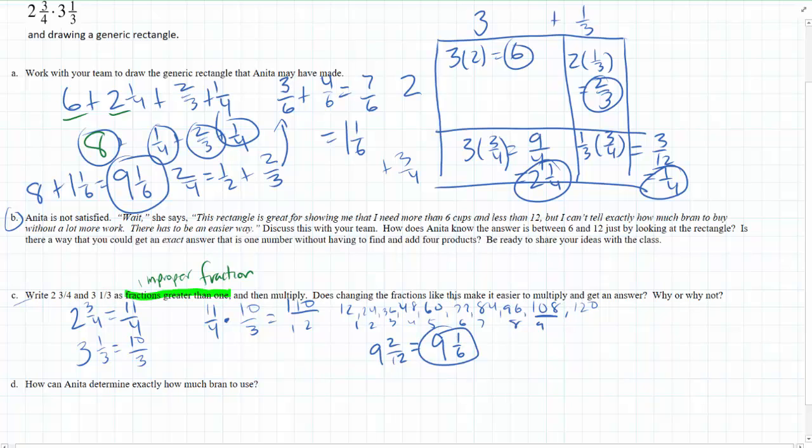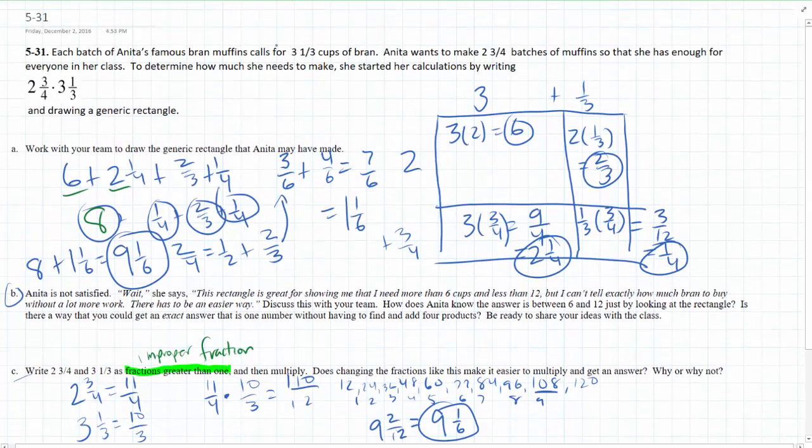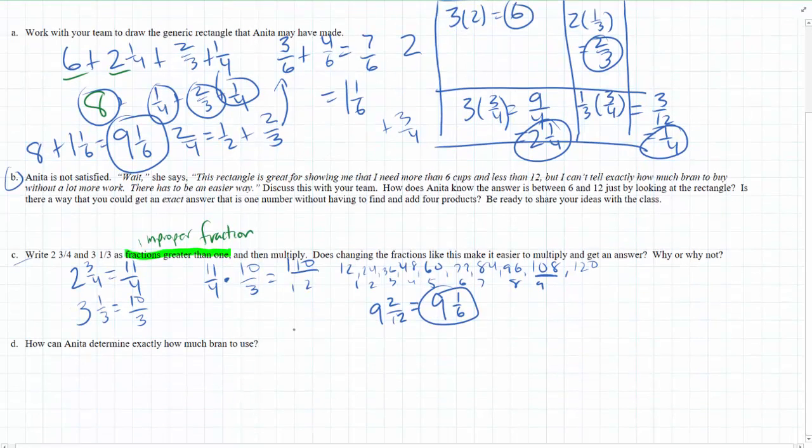Okay? And whether it's easier for you or not, that's really up to you. So how can Anita determine exactly how much bran to use? Well, let's take a look at the scenario again. Each recipe calls for 3 1/3 cups of bran. If she wants to make 2 3/4 batches, she multiplies it.